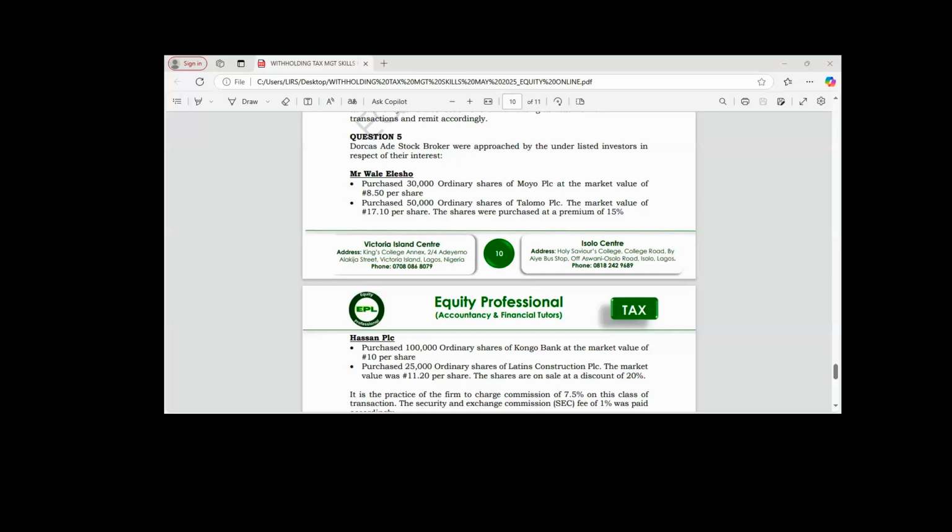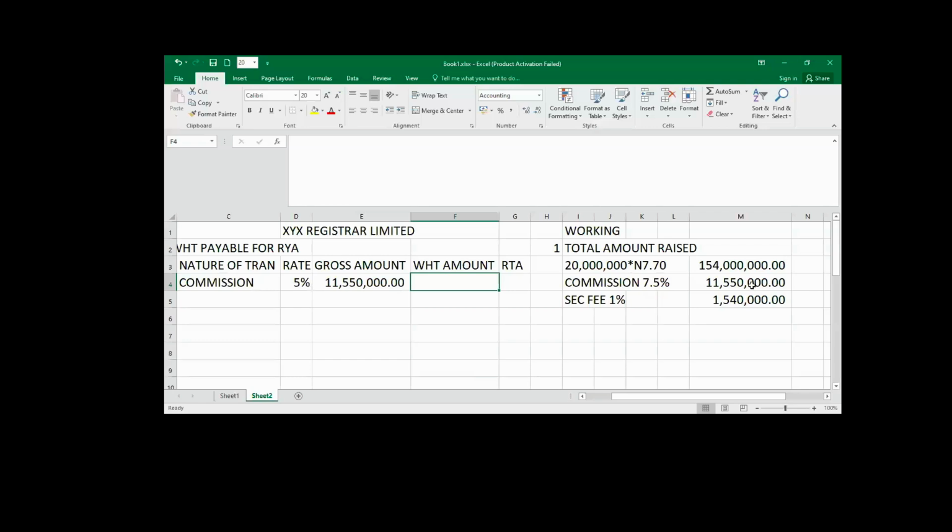How much is the commission they are going to receive? We calculated it here to be 11,550,000 gross amount. And what is the withholding tax amount? Sorry, I was forgetting to share the Excel. So the commission amount is 11,550,000.